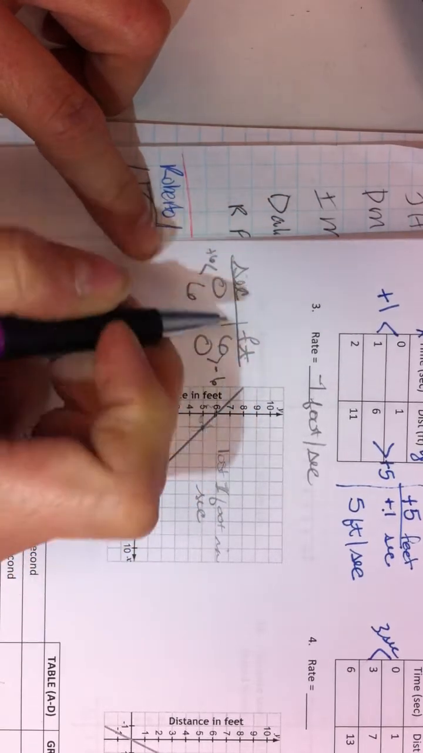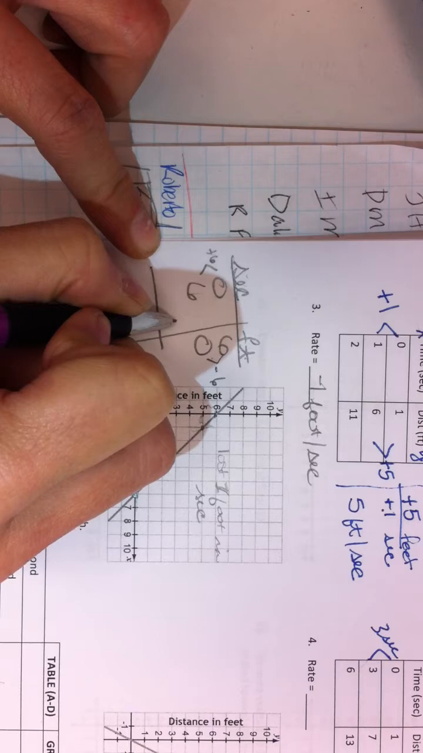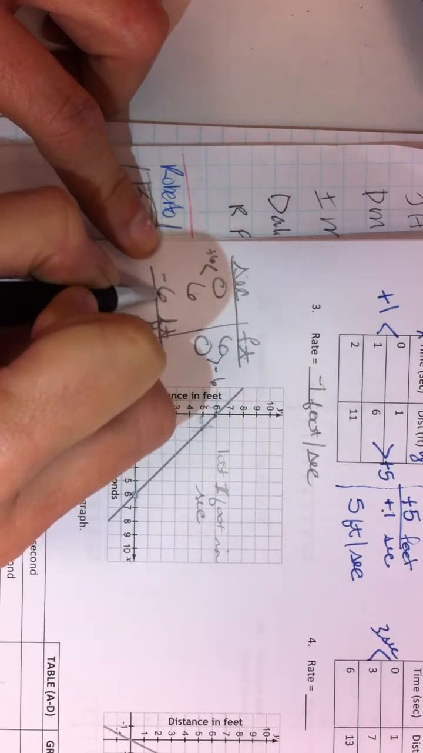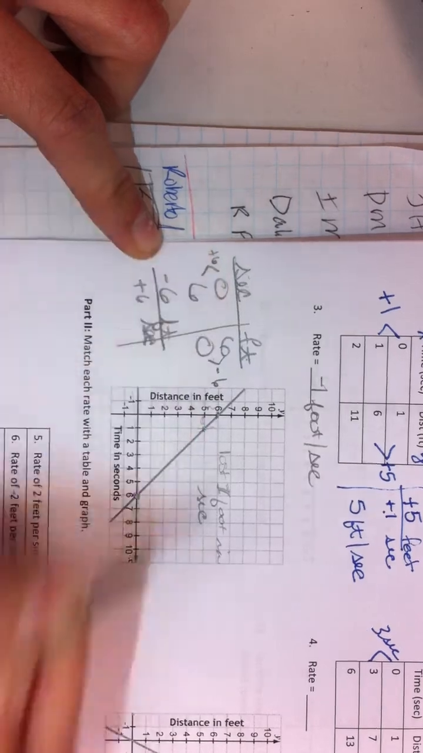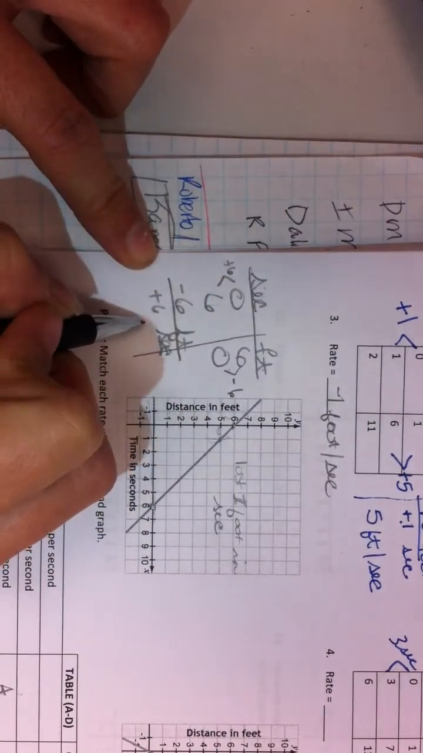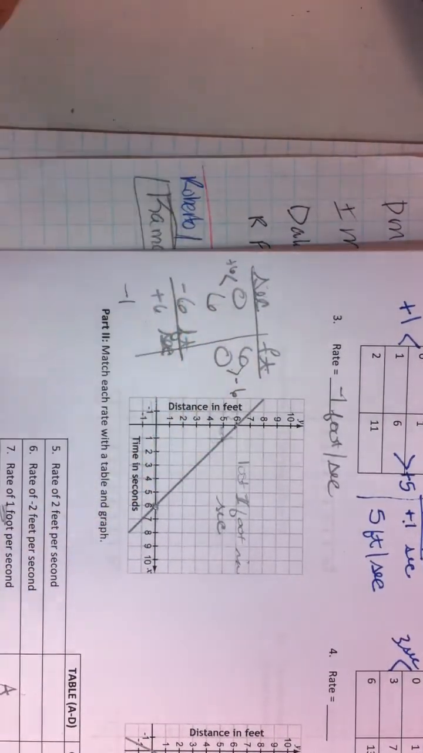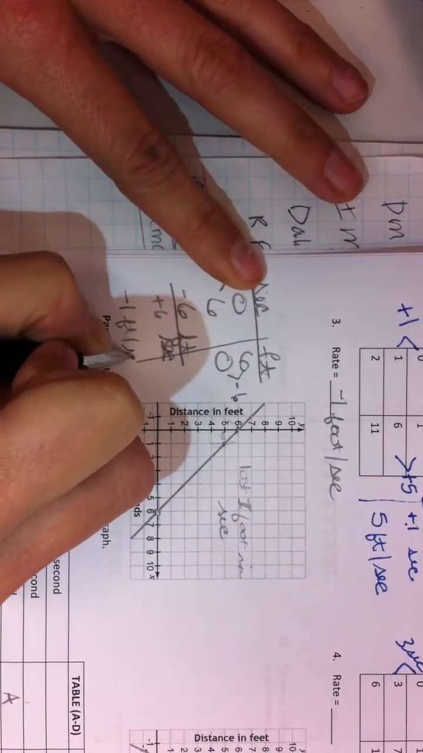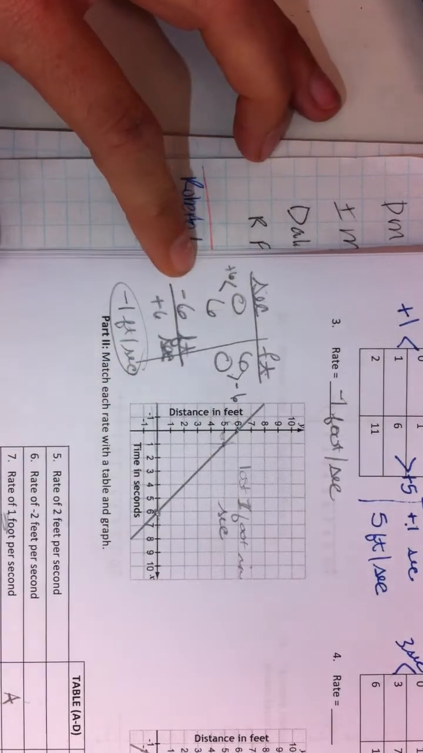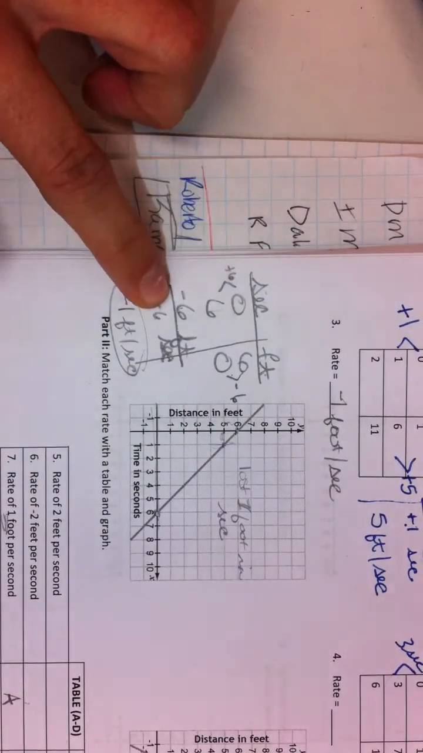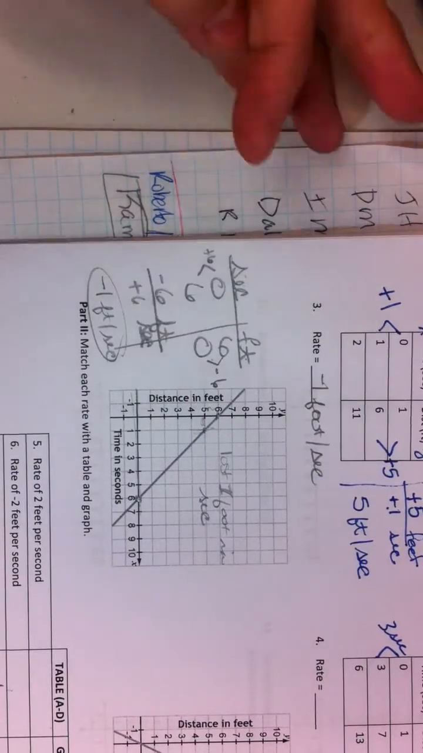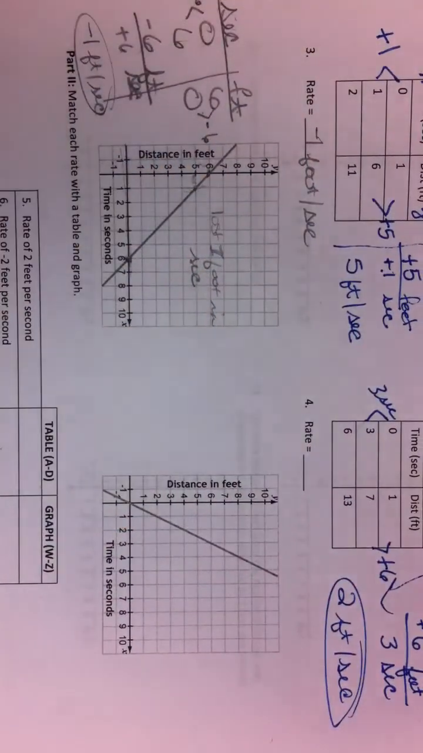Remember, it's always feet over seconds, or y over x. My change was a negative 6. This change was a positive 6. Negative 6 divided by positive 6 gives me negative 1 foot per second. All you do in your calculator is negative 6 divided by positive 6. You get negative 1 foot per second. Same rate here.